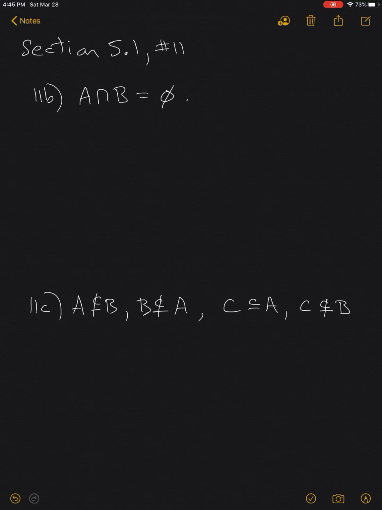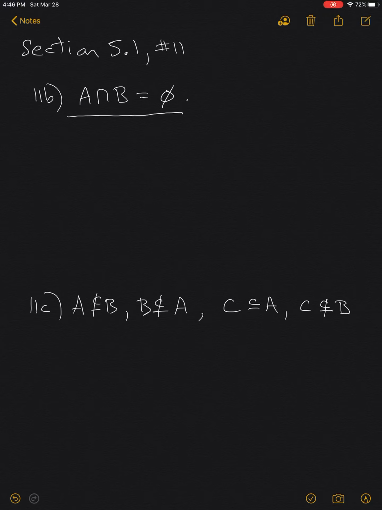11b, the condition they want us to illustrate is A intersect B equals the empty set. And so C is not even part of this particular condition. So we can include C if we want to, or we can leave C completely out of our diagram. Maybe we'll include it just for completeness here. But this is only a condition on A and B.